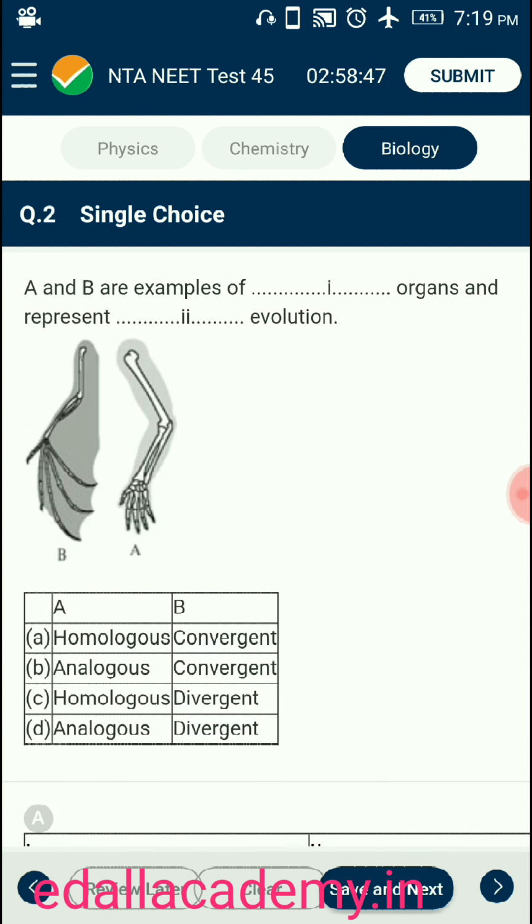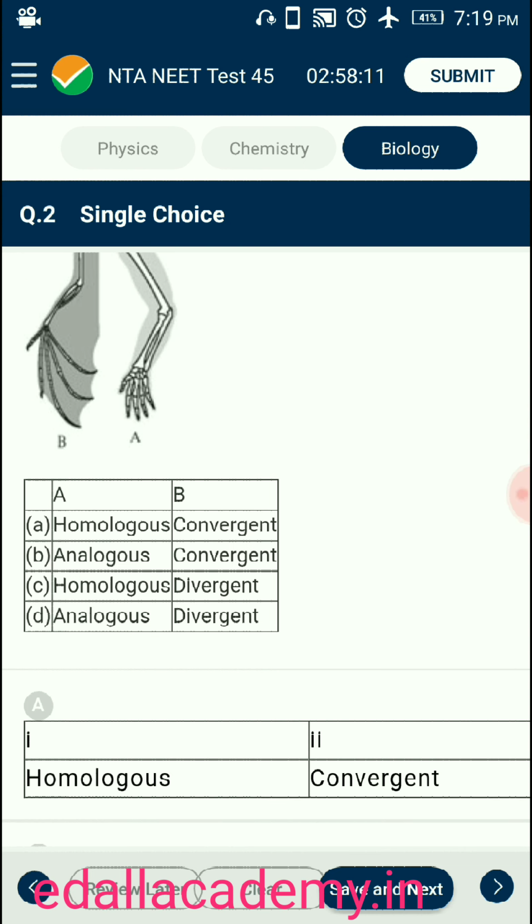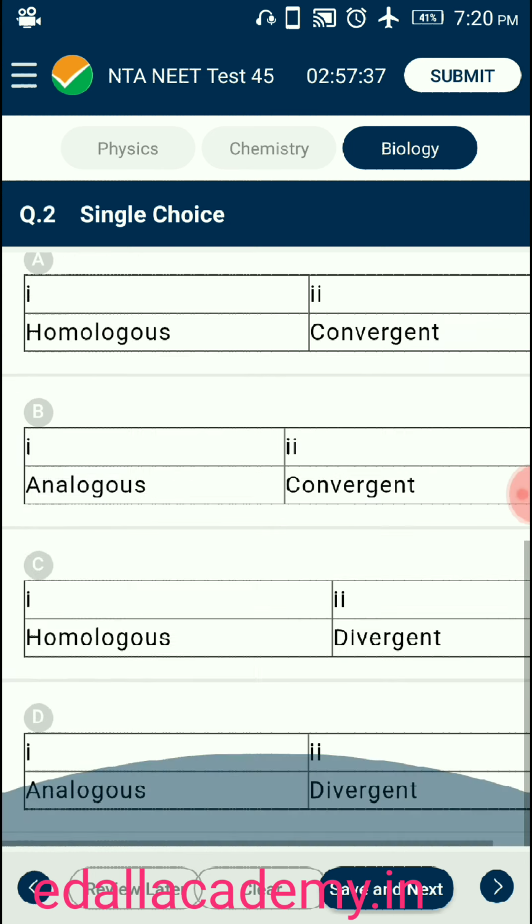Question number 2. A and B are examples of dash organs and represent dash evolution. Homologous organs share a common origin or ancestors but have different functions. Example 1: pattern of bones of forelimbs in whales, bats, cheetah and humans, including all mammals. Example 2: heart in vertebrates. Example 3: brains in vertebrates. Example 4: thorns of bougainvillea and tendril of cucurbita. So the correctly matching option is C.